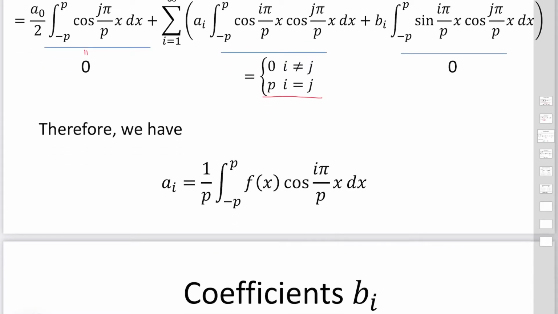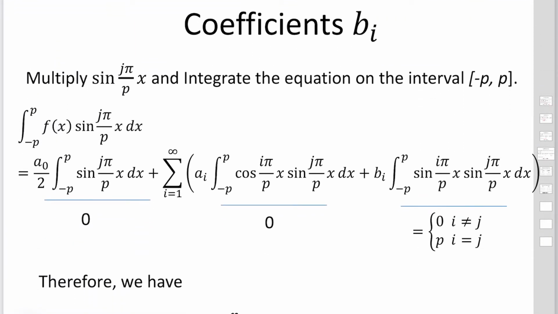a sub i is expressed as 1 over p, the integral from minus p to p of f(x) cosine i pi over p x dx. Then we'd like to find b sub i. To find b sub i, we multiply both sides of the equation by the sine function, and integrate on the interval minus p to p. The left hand side becomes the product of f(x) and the sine function, integrated from minus p to p.